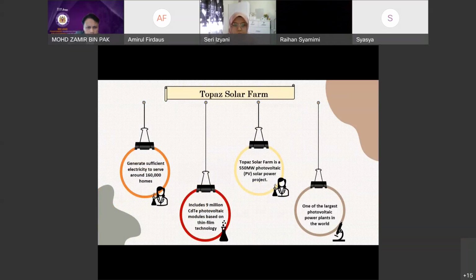The next solar power station is Topaz Solar Farm. Topaz Solar Farm is a 550 megawatt photovoltaic solar power project. It is one of the world's largest solar farms. It includes 9 million cadmium telluride photovoltaic modules based on thin film technology that will produce sufficient electricity to power approximately 160,000 average California homes. This solar farm generates electricity with no emission, with no waste product, and no water usage. Next.